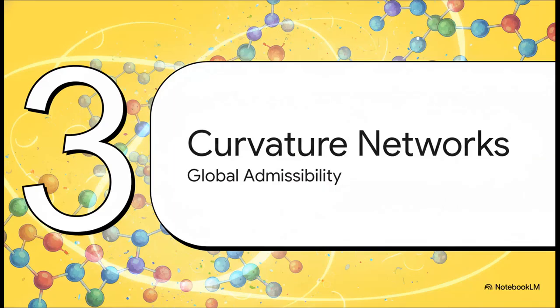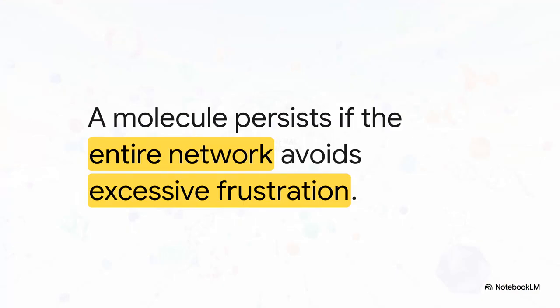Okay, Section 3, Molecules as Curvature Networks. Let's expand our scope, because chemistry rarely stops at just two atoms. If we take those individual connection costs and sum them up across an entire molecule, we uncover a pretty profound truth. Expanding on our last equation, this shows us that a molecule is only going to persist if the entire network graph can satisfy its phase relations without running into excessive frustration.